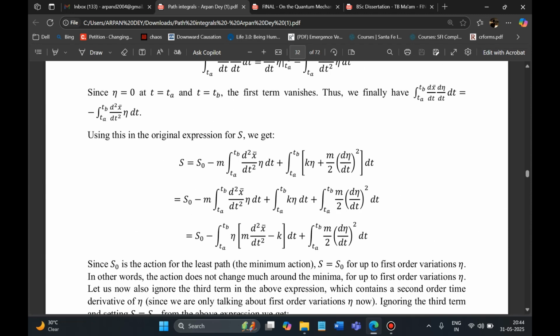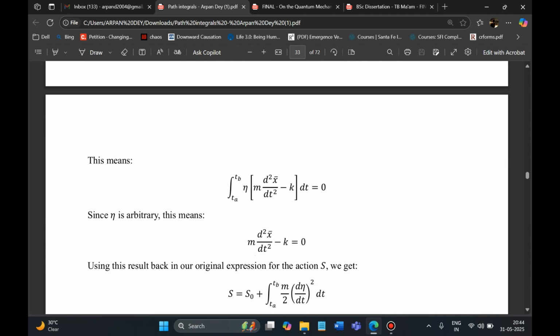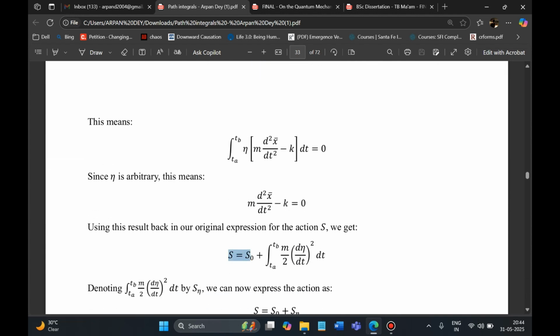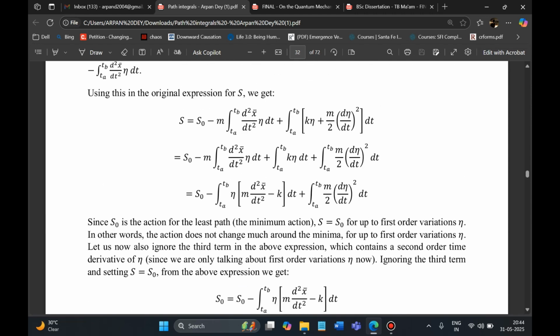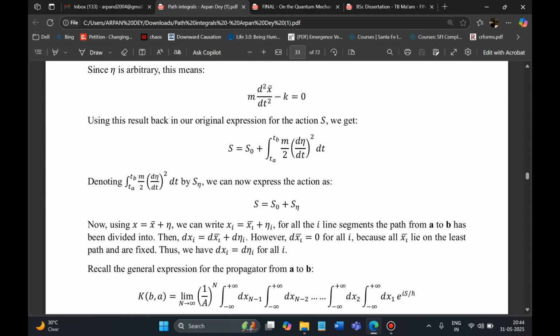So now by this logic, in the original expression for the action, we can use this result, and we can put this to be equal to 0. So if we do that, we get S equals S naught plus this, because this term goes to 0. I hope the mathematics is clear to you. Now denoting this integral by S eta, we can now write that action S is equal to S naught plus S eta.